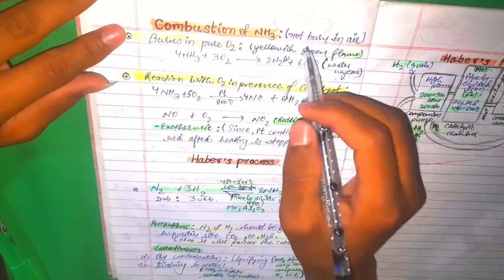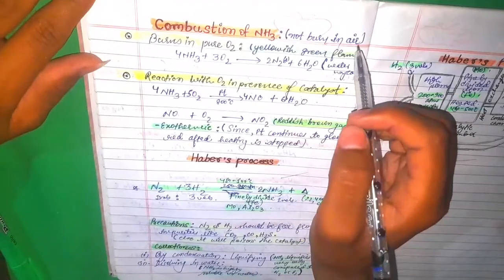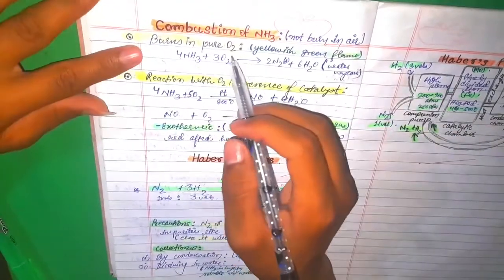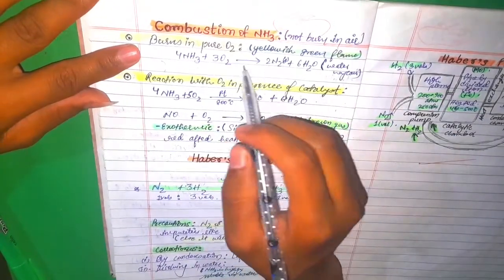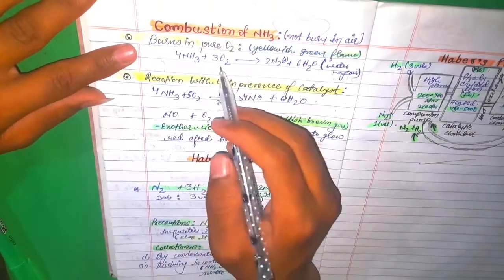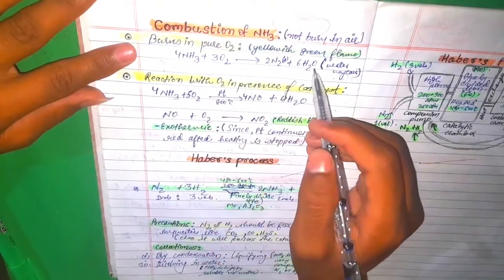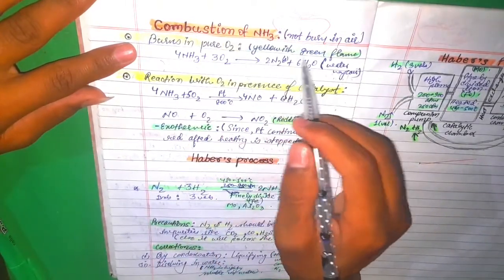Combustion of ammonia: ammonia does not burn in simple air, it burns in pure oxygen. So ammonia plus oxygen will give nitrogen plus water, and it burns with a yellowish green flame.